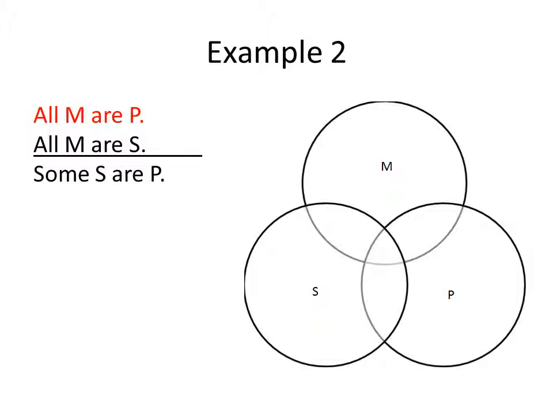Well, let's think about what all M are P says. It's saying that anything that is an M is a P. So consider any M you would like, it's a P. Okay, so that means what? Well, there are no M's that are not P's. So what does that mean in pictorial terms? How would we depict that in this diagram? Now would be a time to pause and to shade.